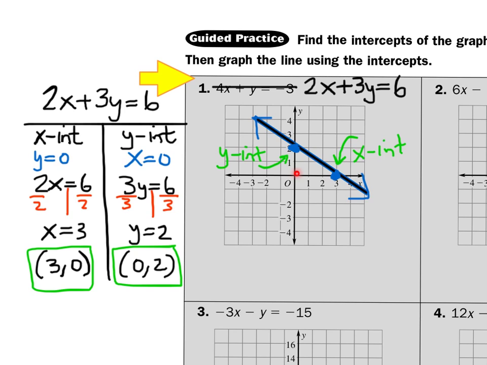So start at the origin. Positive 3 means go to the right 3. The 0 means don't get in the elevator and move. Just stay right there. So put a dot right there. Okay, and now let's do the y-intercept.